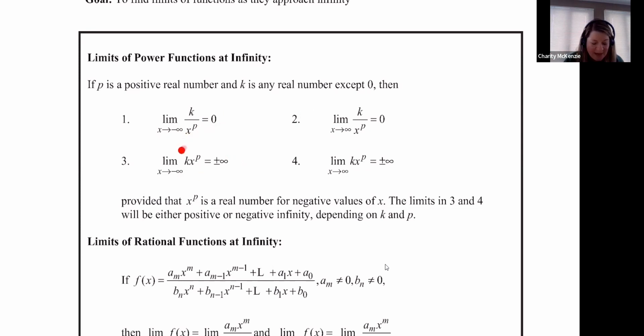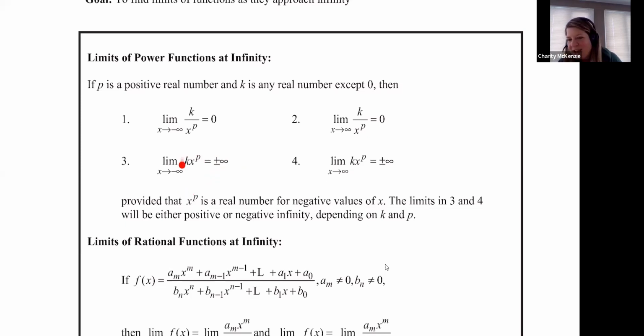Okay, and then this one down here. What if I don't have a fraction? I just have x to some power and some value out front, and I'm putting in infinity. It doesn't matter if I put in negative infinity or positive infinity, I could get out positive or negative. I have to put in some numbers and see what's going to happen. Is it going to be negative or positive?